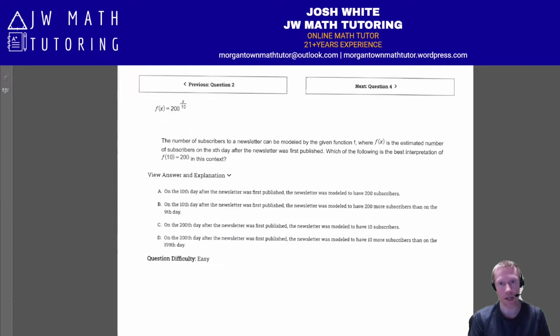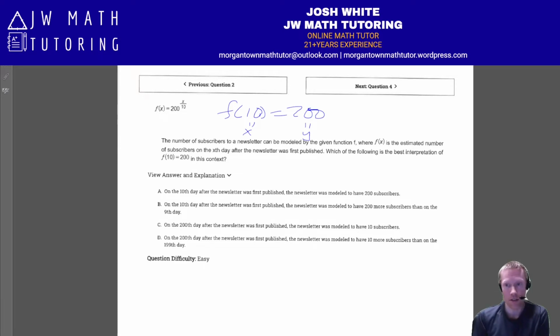All right, moving on now to the third question. Here you have a function. This is also another exponential function, and they give you some information about it here in text, and then they want to know how you would describe f of 10 equals 200. So for f of 10 equals 200, notice that 10 is basically your x value. That's your input. That's what you're plugging in. And 200 is your y value, or your output.